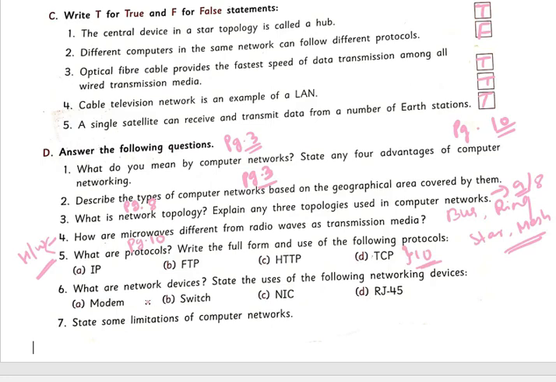What is meant by network devices? You will get this easily in your book, in page number 7. And state the uses of the following network devices: modem, switch. These are also given, so write properly because all the answers are given in the book, in pages 7 and 8. And state some limitations of computer network. Limitations means the disadvantages. You can find this in page number 11.